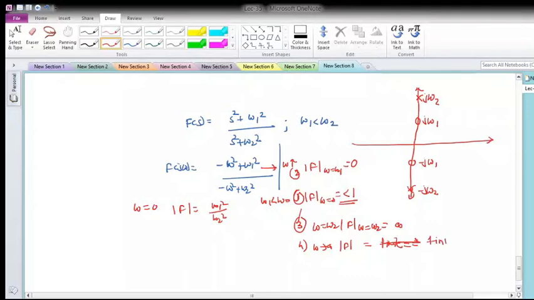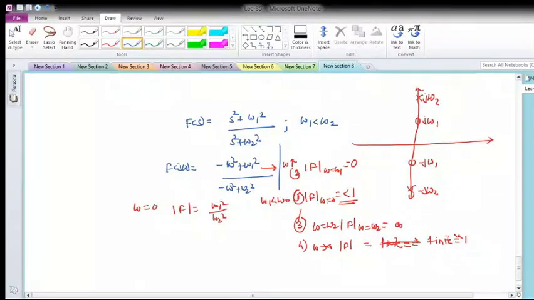Some finite magnitude which will be near to 1. Okay, so how can we draw it? Basically, in order to draw it, first let us see how it is.